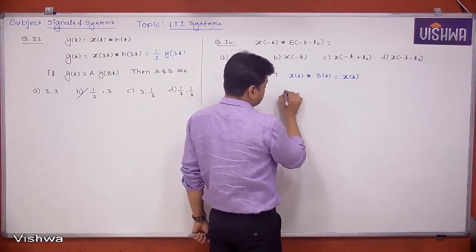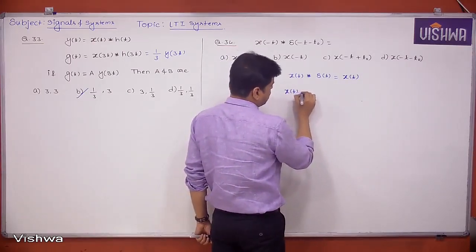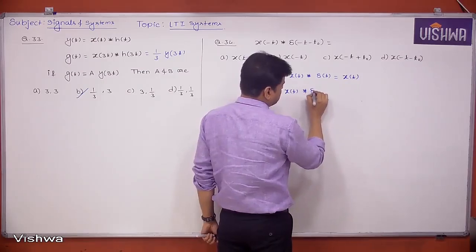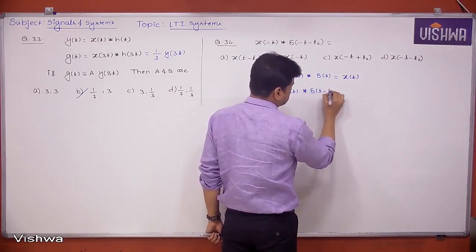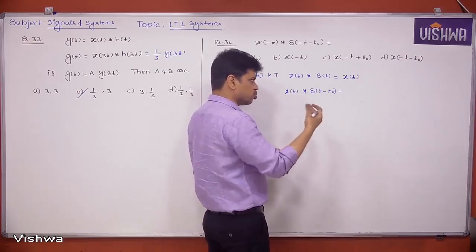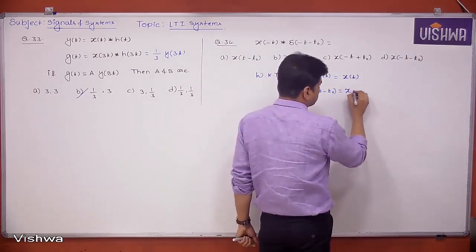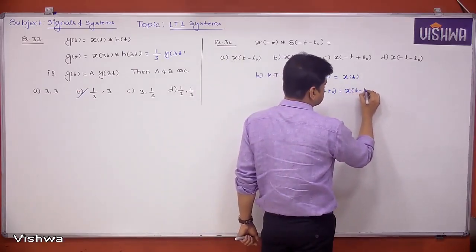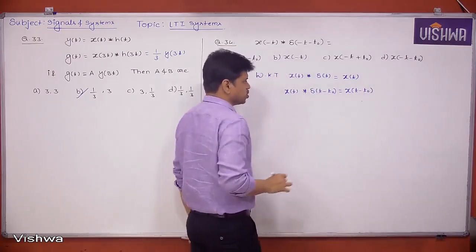Next, if x of t is convolved with delta of t minus t naught, then we have to introduce the shift in the output also. That is nothing but x of t minus t naught. Up to this point it is okay.